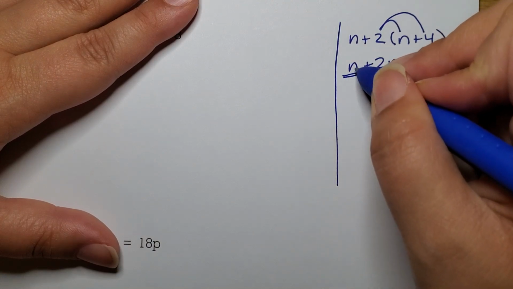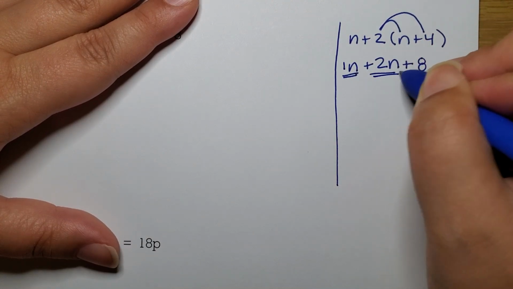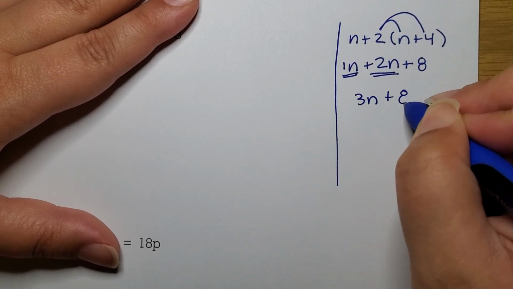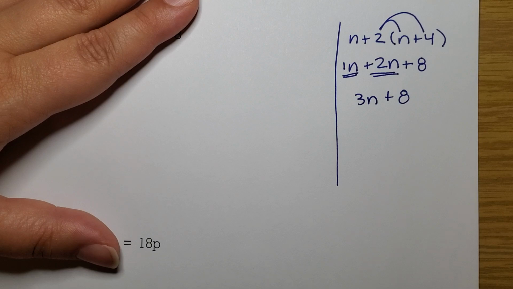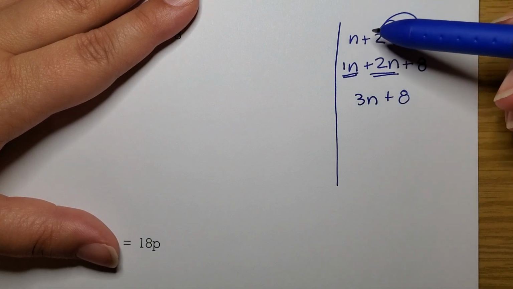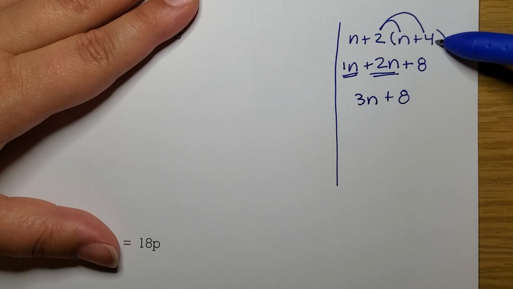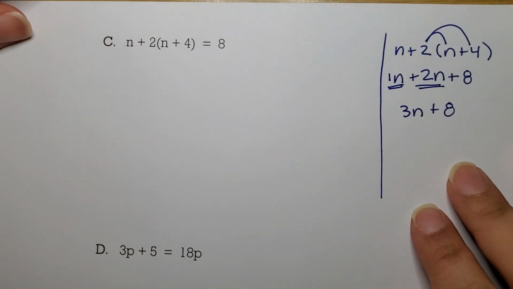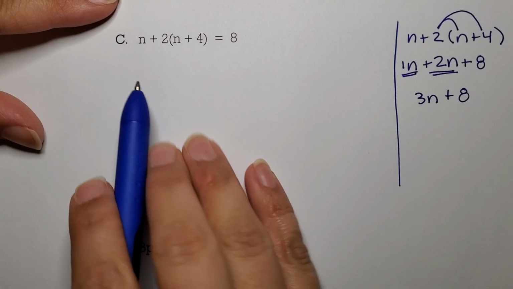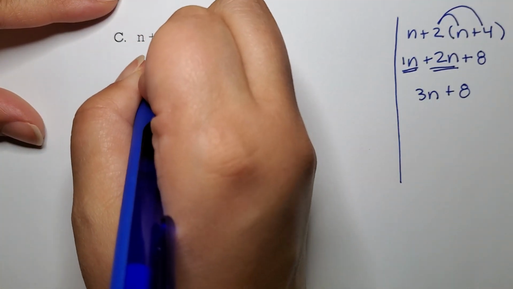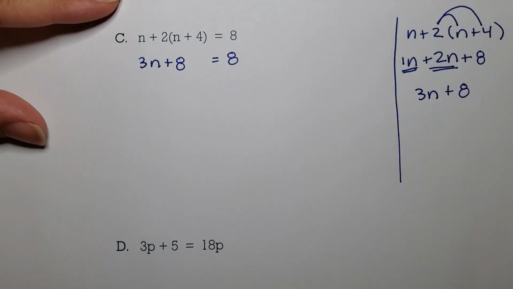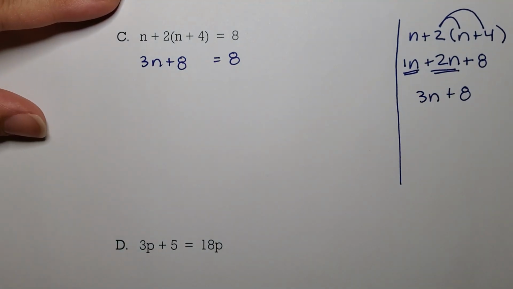Then I have like terms, so I have 1n plus 2n is 3n. Then I bring down that plus 8. So n plus 2 times the quantity n plus 4 is the same as 3n plus 8. So I'm going to replace this left-hand side with 3n plus 8. Now I can go ahead and solve.